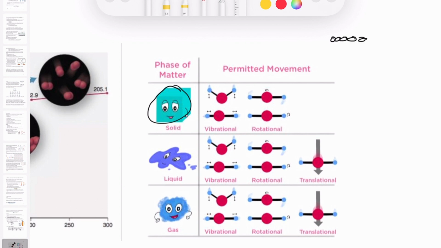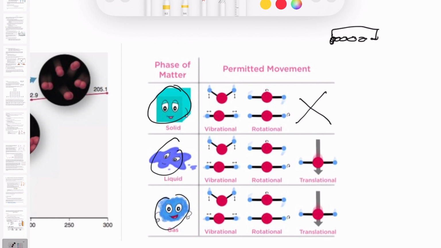So all they do is rotate, move around their center of mass, and vibrate next to the other molecule, but this particle can't really jump to this side, which is translation. So translation is automatically not allowed for a solid. For liquids and gas, they're allowed, right?